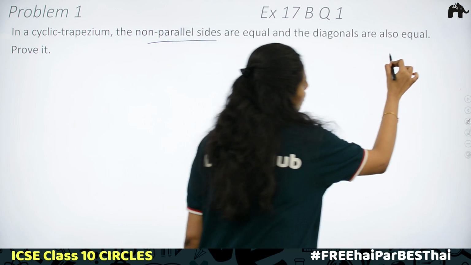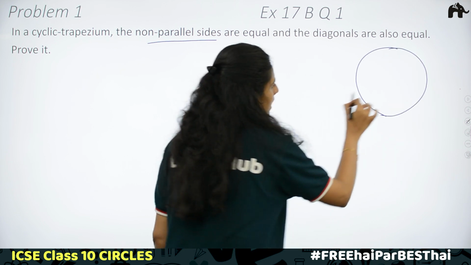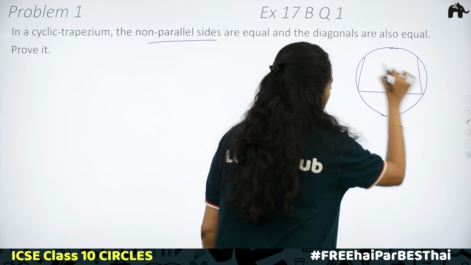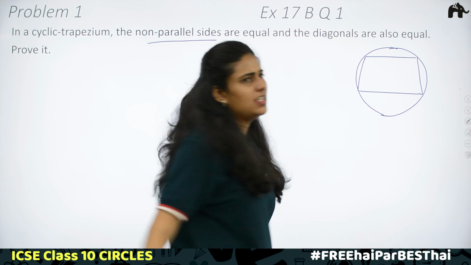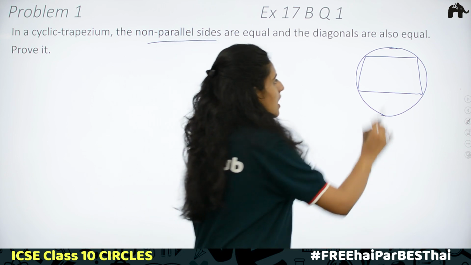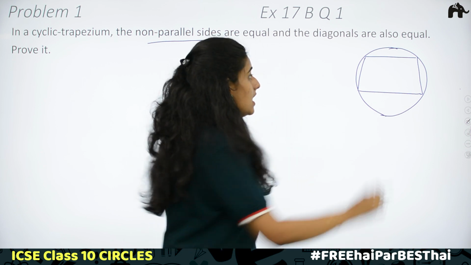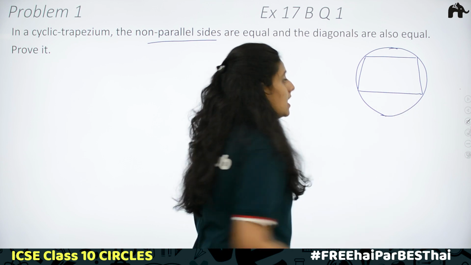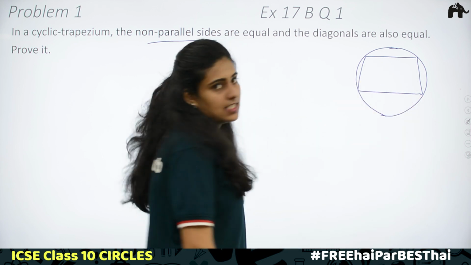How will you get a cyclic trapezium? Here I have a circle and I am drawing a trapezium inside this circle. Okay, so this is a cyclic trapezium. What are the peculiarities of a trapezium? For a trapezium, we will be having two sides parallel. These are known as parallel sides and these are non-parallel sides. When non-parallel sides become equal, we call it an isosceles trapezium.